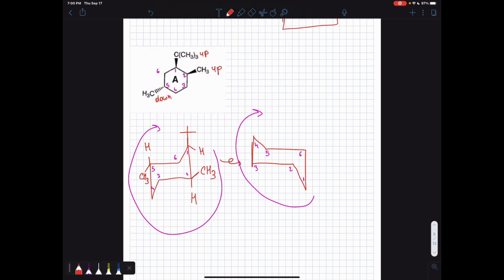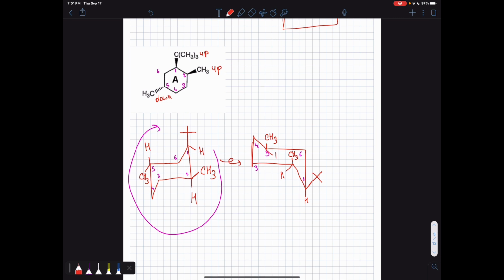So on carbon number 1, we know that the tert-butyl is pointing up. So in this case, it's going to be on the equatorial. Then hydrogen. And then on carbon number 2, we have a methyl that's pointing up. So in this case, instead of being on the equatorial as it was here, now it's going to be on the axial, but it still points up. And then on carbon number 5, we have a methyl that's pointing up. In this case, it's going to be on the axial compared to before on the equatorial.